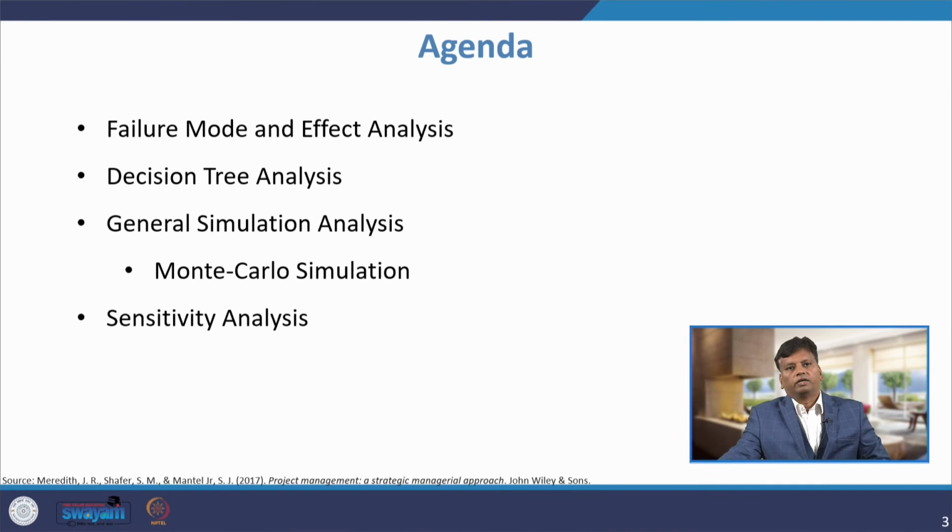The agenda for this lecture is, first, the quantitative technique for assessing risk called failure mode and effect analysis. The second technique we are going to discuss today is decision tree analysis. The third method is simulation, especially Monte-Carlo simulation, to assess project risk. Finally, I will discuss what sensitivity analysis is and the importance of sensitivity analysis for project risk management.